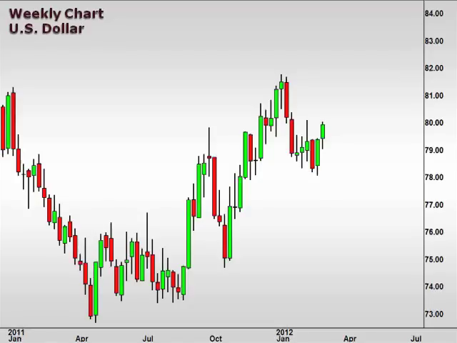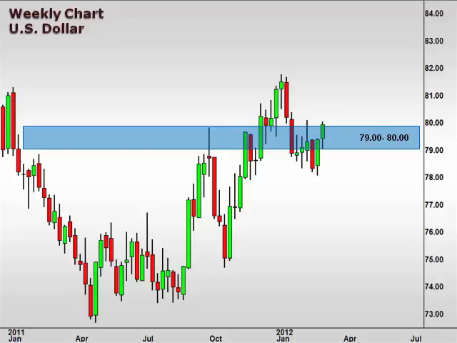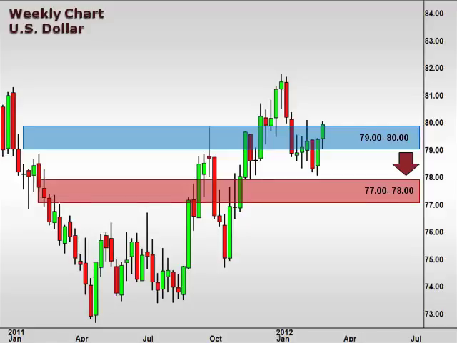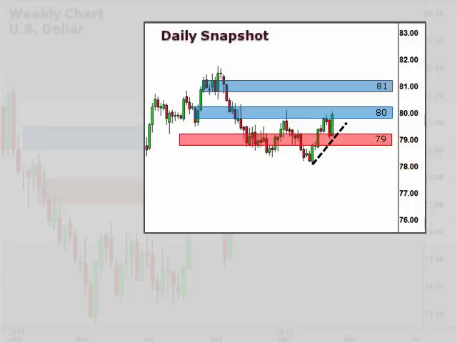Let's take a look at a weekly chart of the US dollar index. This is a great way to gain perspective as to how the US dollar has been trading against a basket of currencies. Well, the dollar index closed last week strong, testing the 80 level. A break above this level is likely to follow through with a continuation to the upside. A reversal and subsequent break below 79 opens the window for a test of support down at the 77-78 focal zone. Let's take a look at the daily snapshot.